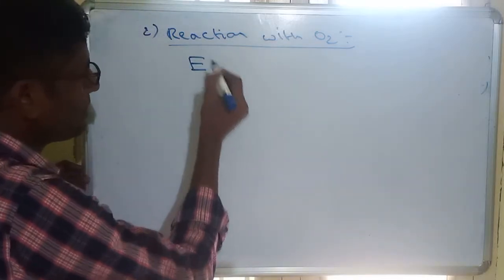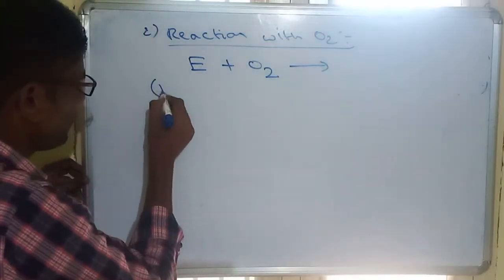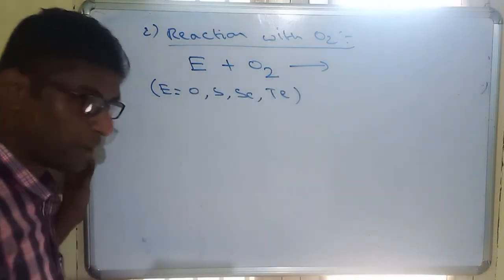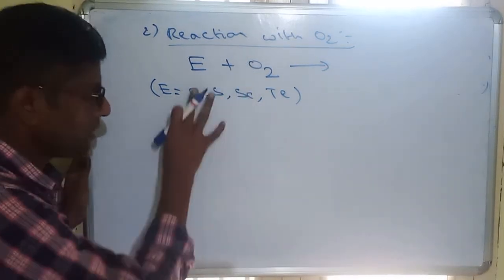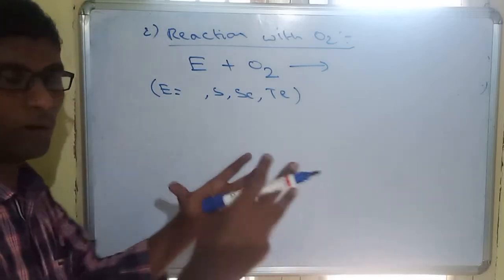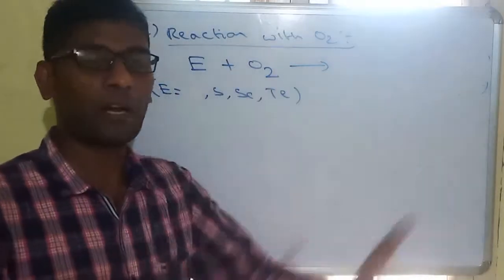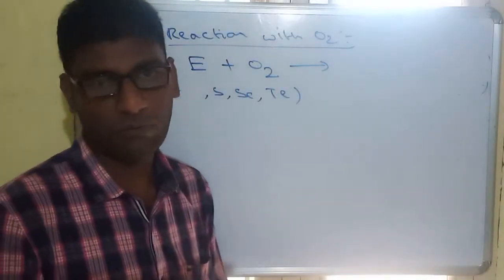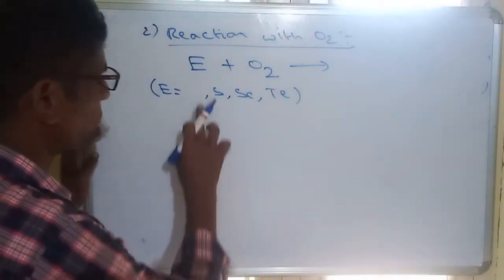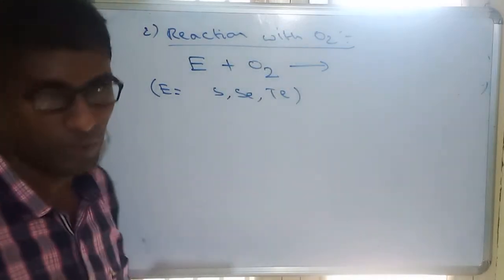Here 16th group elements are combining with oxygen. The 16th group elements can be oxygen, sulfur, selenium, tellurium. But here I am neglecting oxygen, because if two oxygen are combining, that will be oxygen gas again. There is no reactivity. Under some conditions, oxygen will form ozone, but that is a different ozone formation, we'll see later. But here sulfur, selenium, tellurium will combine with oxygen.